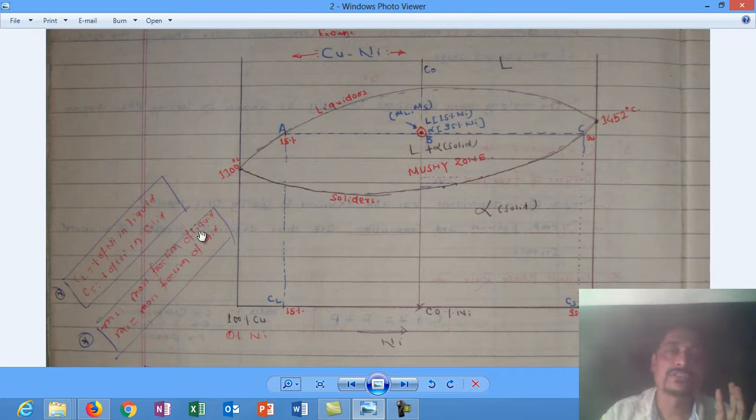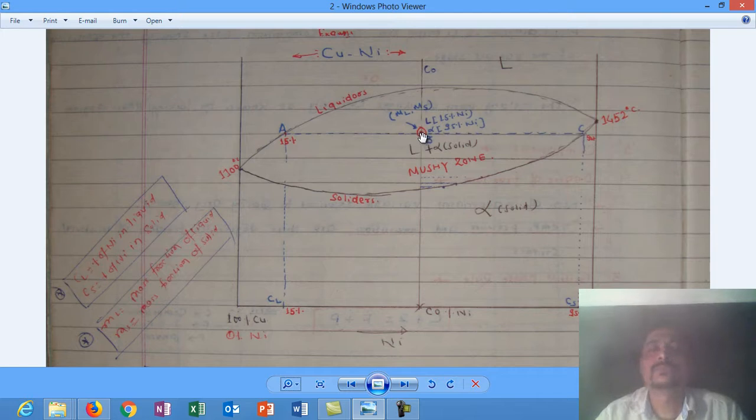ml and ms: ml is the mass fraction of liquid, and ms is the mass fraction of solid. It is clear, because at point B there is a combination of liquid and solid, so there will be some fixed mass fraction of liquid and some fixed mass fraction of solid. This is ml plus ms. L for liquid, S for solid. This is the next point we have to understand. Now, first of all, we need to find the mass fraction of liquid at point B.